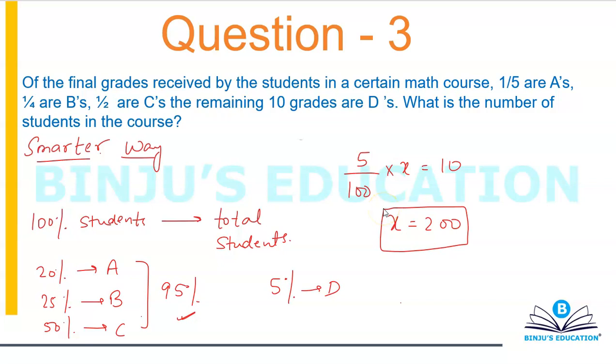And interestingly, you can do this calculation mentally also. You don't have to be very good with maths. Everyone knows what's 1/5 of 100%, that's 20%. What's 1/4 of 100%, that's 25%. What's half of 100%, that's 50%. You can do mental calculation. 20 plus 25, 45. 45 plus 50 is 95. That means I'm left with 5%. 5% of something is 10. That means that something has to be 200. And you're done with the question.